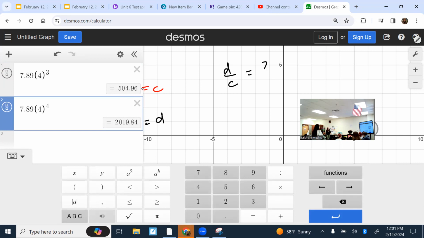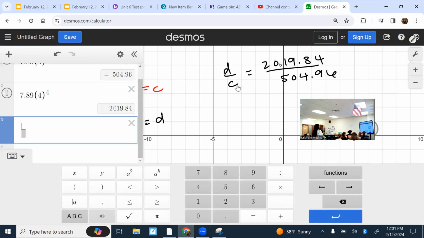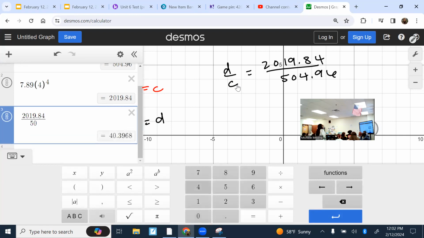So 2019.84 over 504.96 will give me my final answer. Highly recommend do not round early. Although I didn't necessarily take off points this time. It didn't say what to do. So just don't round early. Wait till the end to round anything if needed. I get a nice even 4 for when you oversee it. You good about this? Okay. Questions about this? So the final answer should have been 4.